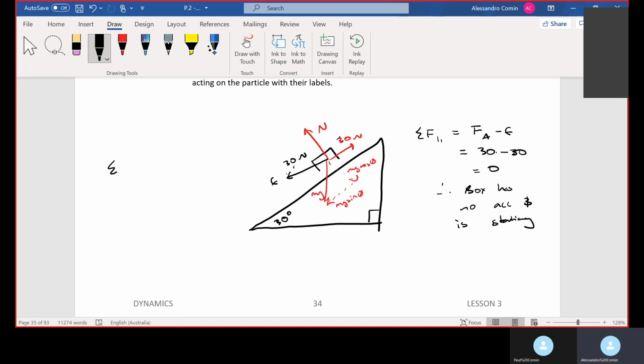But once again, if we do sigma F perpendicular, that's going to be this force minus this force, because it's just the perpendicular forces. There's only two: normal and mg cos theta. So N minus mg cos theta. I'm not accelerating up or down, so this is equal to 0. So we can see that N is equal to mg cos theta, and then just sub in whatever it is. Know that theta is 30. Yeah, this angle and this angle are the exact same.